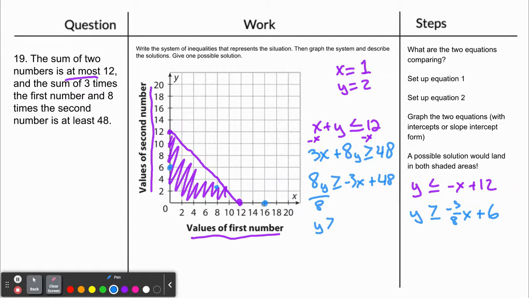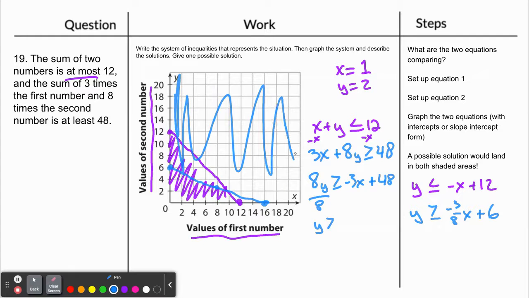And there is my line, and it is equal to, so it is a solid line, and it says that it is at least 48, so it's everything above here, meaning our shaded area in both is going to be this, let's say this green color that I am showing here. So this is where they overlap. So a possible answer could be that the first number is 2 and the second number is 8.